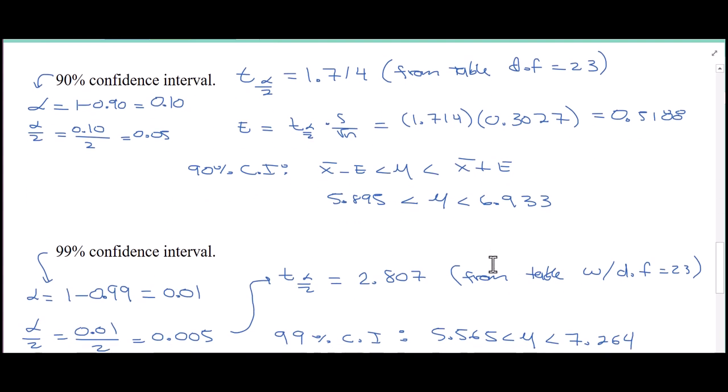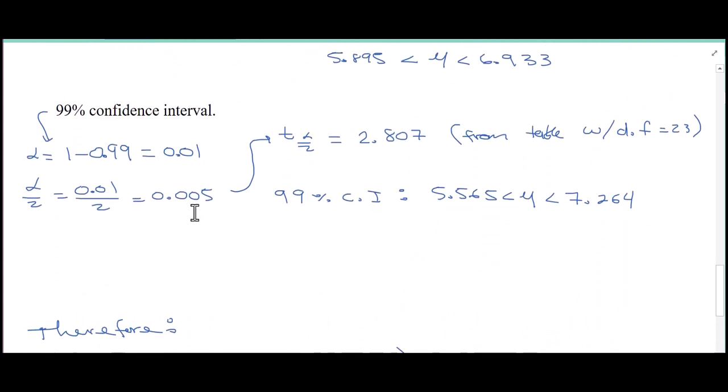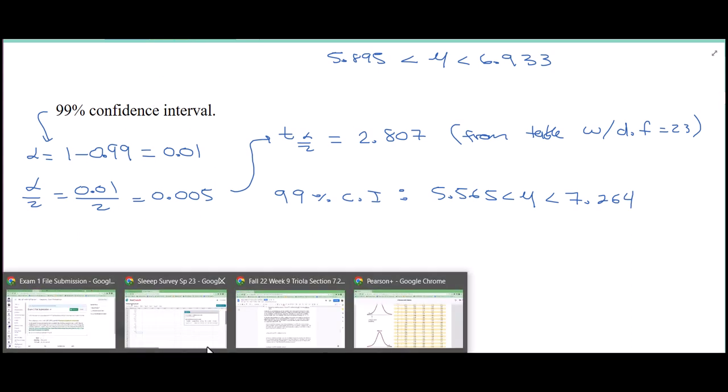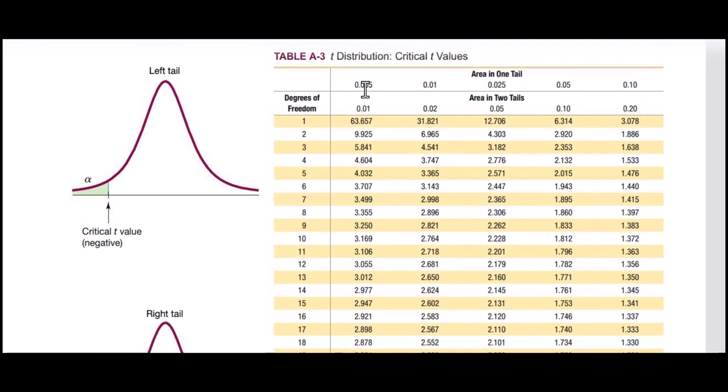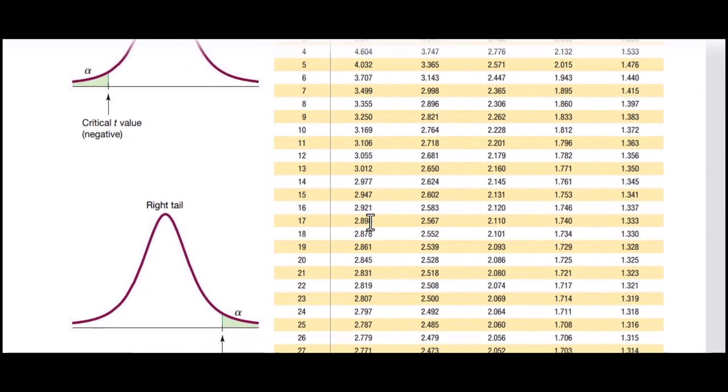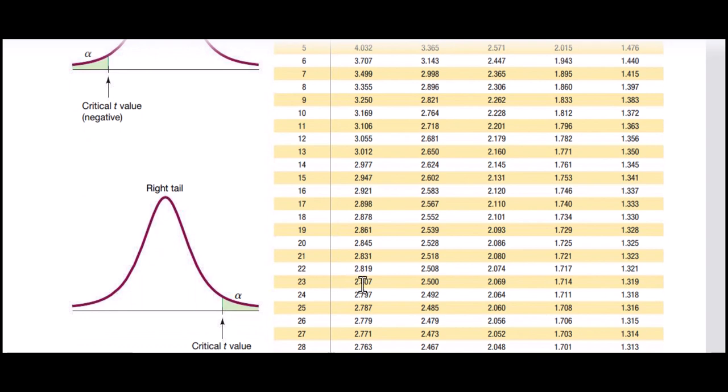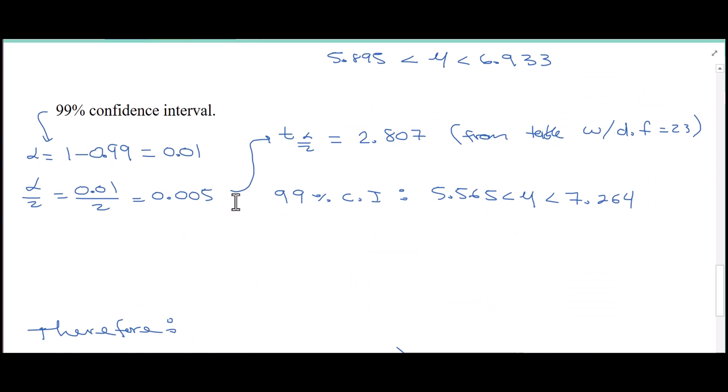Do the exact same thing for the 99% confidence interval. First, find your alpha: 1 minus 0.99 gives you 0.01, divided by 2. Then look up the table. Now you're doing 99%, so it will be 0.01 for 2 tails, or 0.005, your alpha over 2. With 23 degrees of freedom, that gives us 2.807. So that's where that number came from in the table.